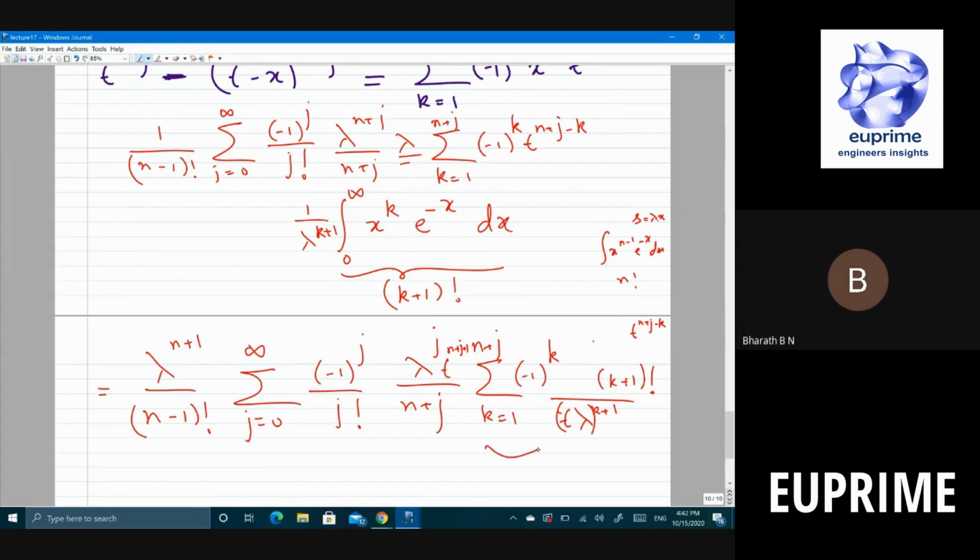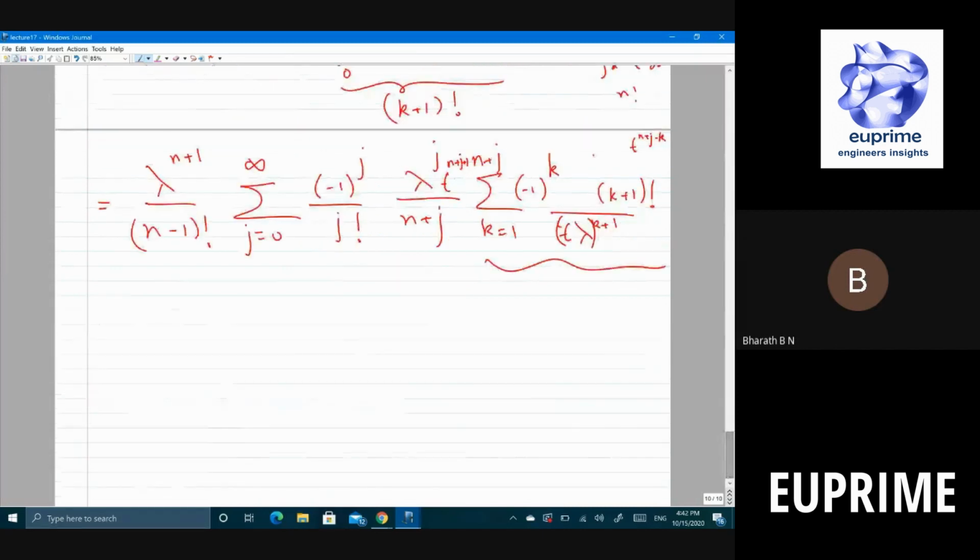Can you say something about this? Now, what is it that you have to get? You have to get e power minus lambda t, lambda t power n over n factorial. This is the answer, right? Now, can you show that this is equal to this? Lambda t power n divided by n factorial, e power minus lambda t.